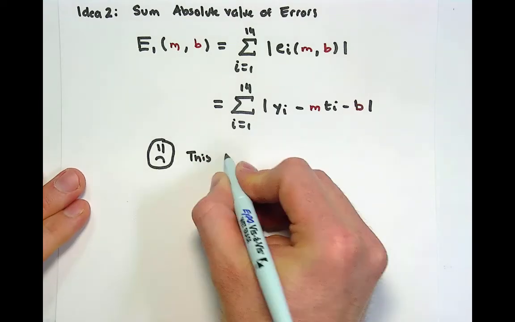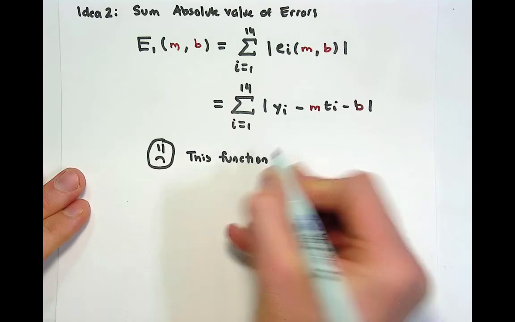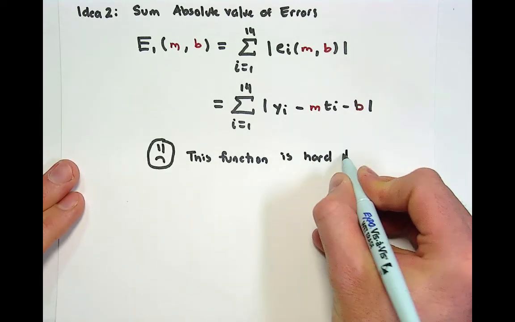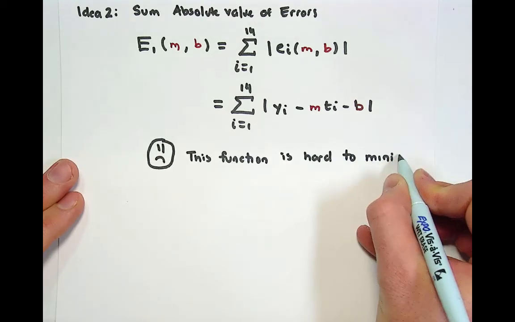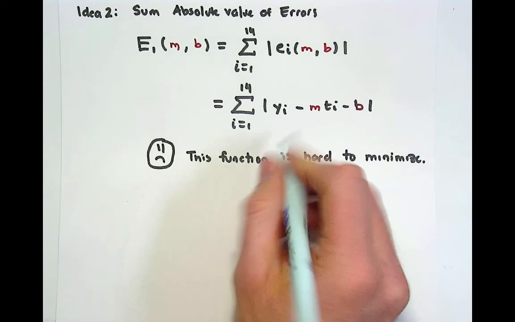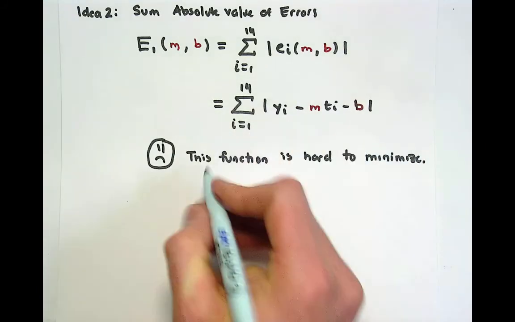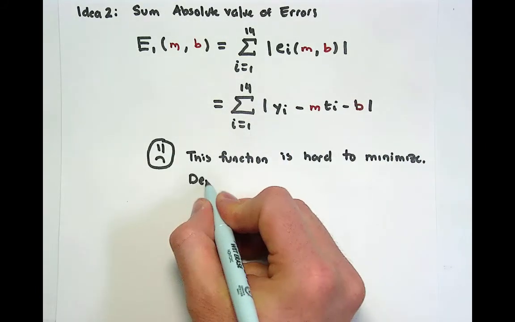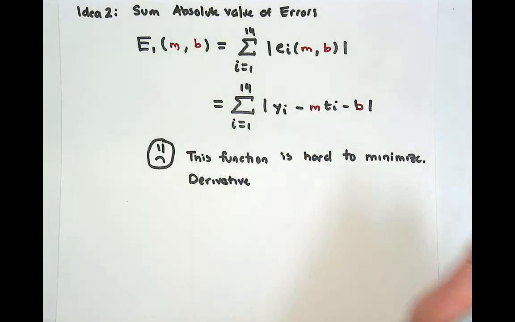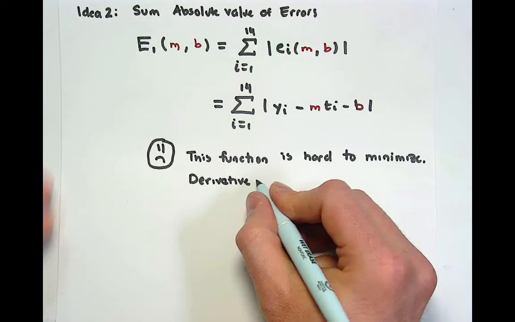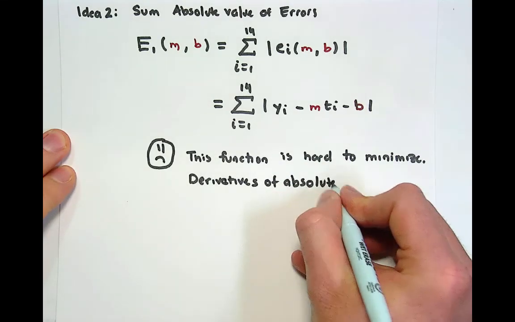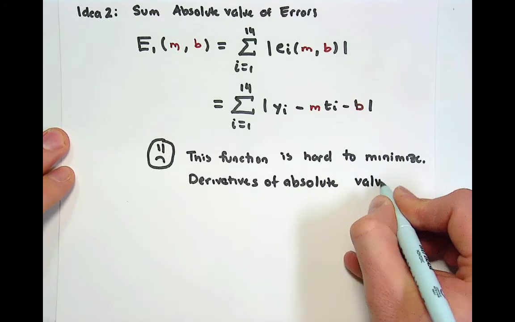This function, while it is a really, really good function, is hard to minimize. In particular, do you remember anything about absolute values? What is the derivative? When you go to minimize something, you try to take the first or second derivative test, right? What do you know about the derivative of absolute values?